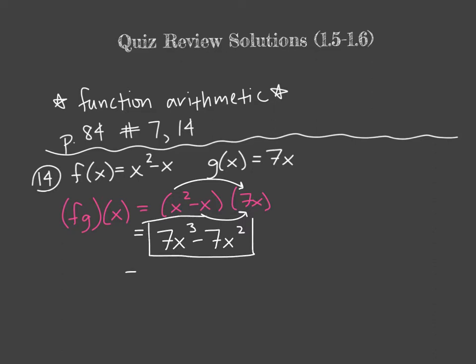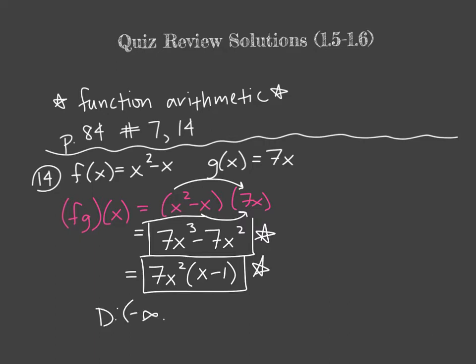If you are asked to factor, we can factor out the GCF of 7x squared, and then we'll be left with x minus 1. So these are two different ways of writing the answer, but this one is in standard form, and this one is in factored form. Now, what is the domain? Once more, it is all real numbers. There's no x's in a denominator or under a square root.